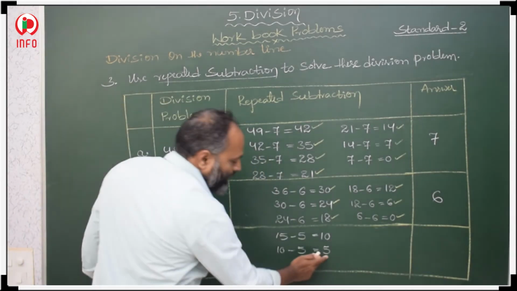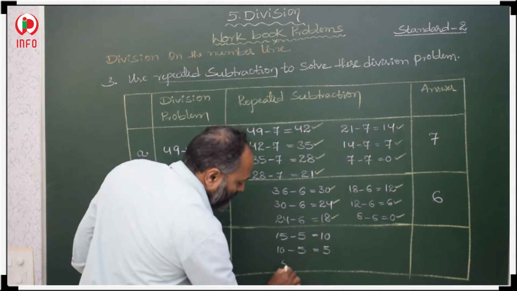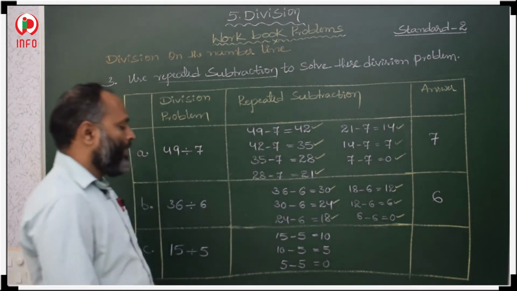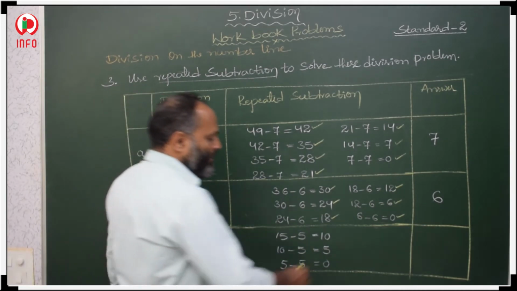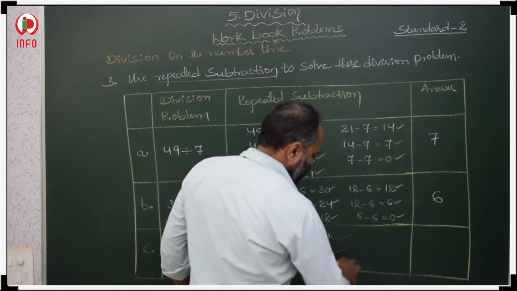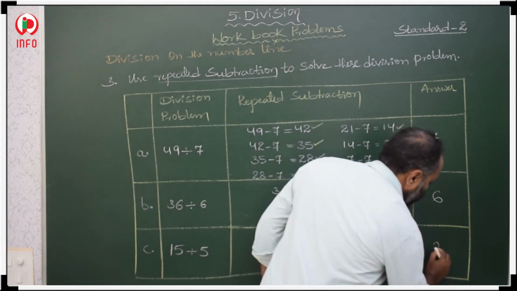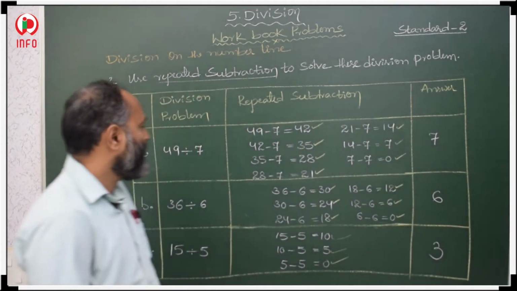So, again we have to take the difference. What is the difference here? 5. 5 minus 5 is 0. In how many steps did we get 0? 1, 2, 3. So, our answer is 3. Our answer is 3. Okay.